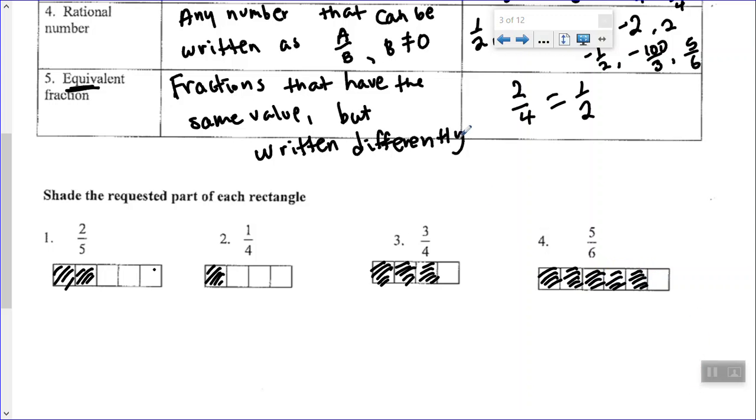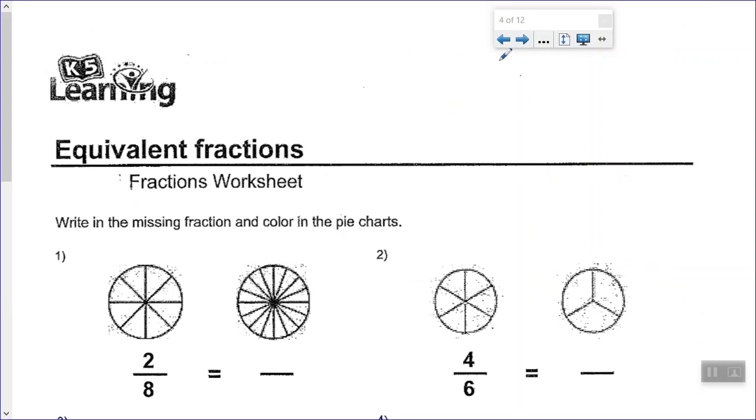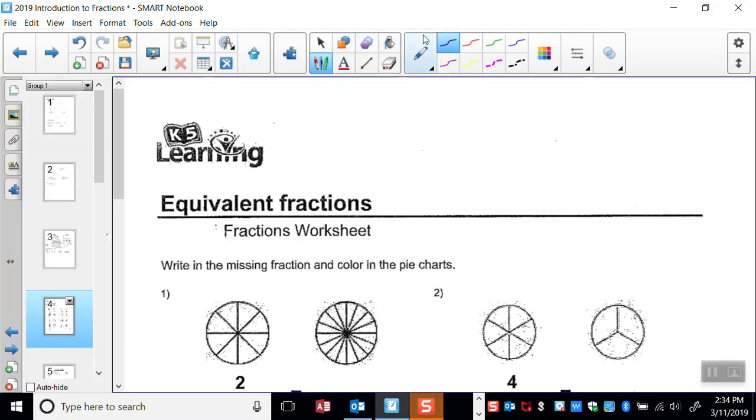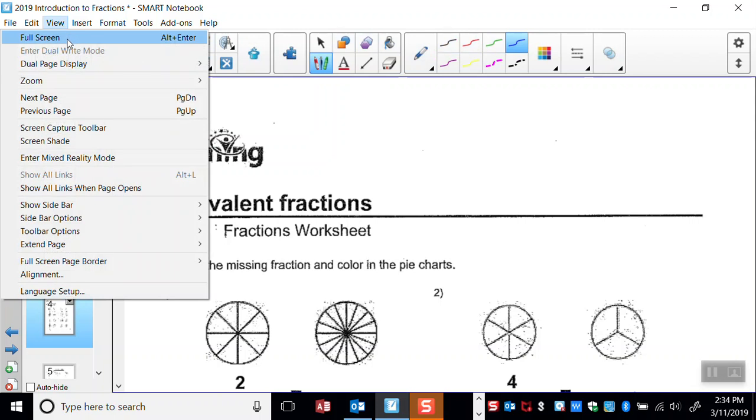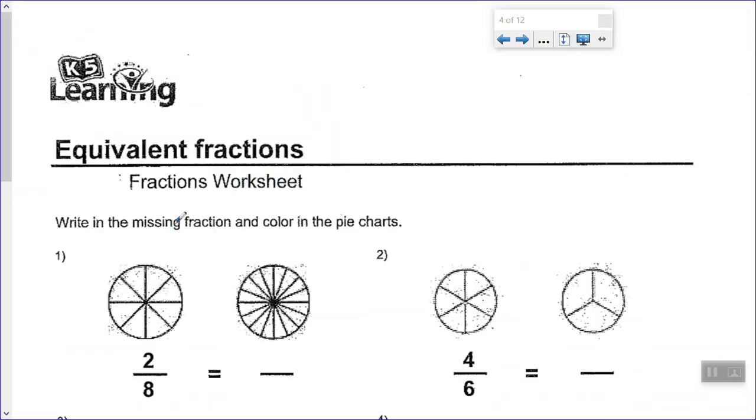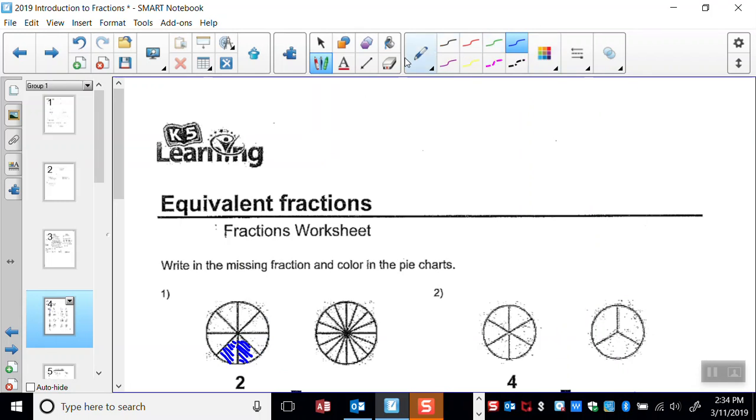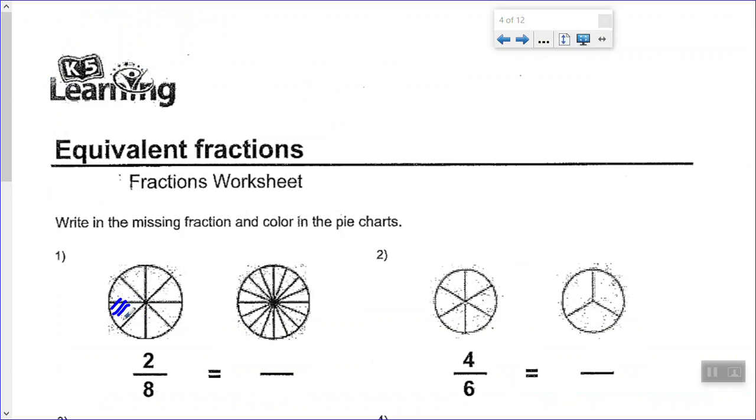So let's go over more of equivalent fractions. So maybe I will use a different color. Let's use blue. Write in the missing fraction and color in the pie chart. So you have 2/8. So you color 2 parts. Actually, I'm gonna shade these 2 pieces because it'll be easier to shade the next pieces. So I'm gonna shade this piece and this. You shade 2/8.